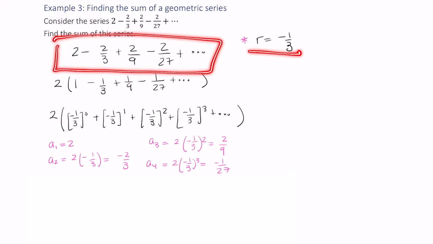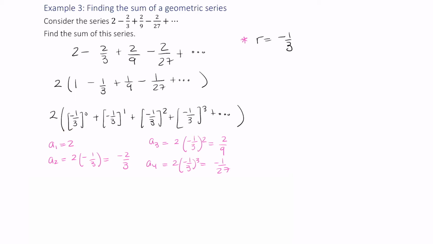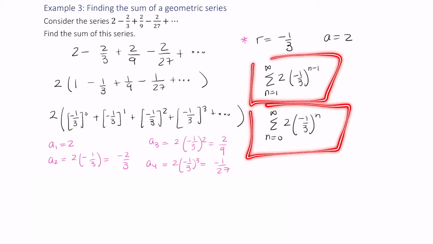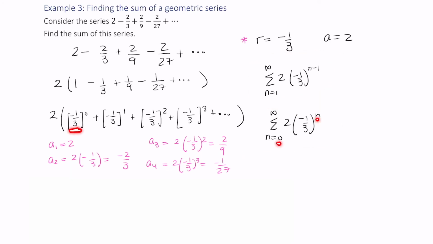So now that we know what r is, what is our first value? Well, that's 2. So we say a equals 2. And then since this is a geometric series, we can write this as the sum of 2 times negative 1/3 to the n minus 1 power, where n ranges from 1 to infinity. Alternatively, you could write this as the sum of 2 times negative 1/3 to the n power, where n ranges from 0 to infinity. I wanted to show you 2 ways to do this, just so you can see that this and this are the same. Here we'll start with 0, and we'll get this term. Here we still begin with an exponent of 0, but we start at n equals 1. 1 minus 1 is 0, and that gives us this first term.